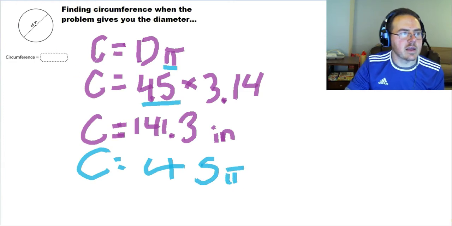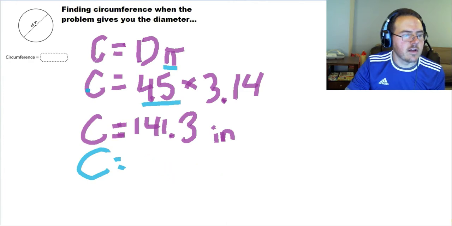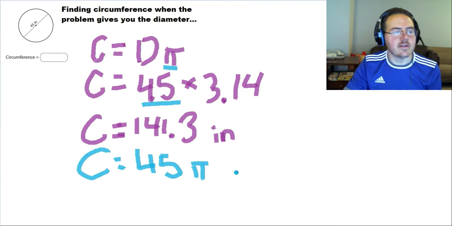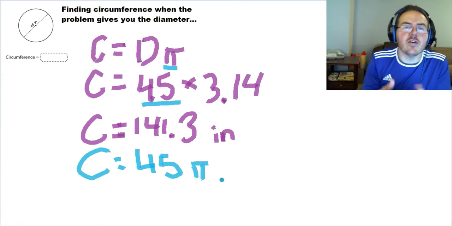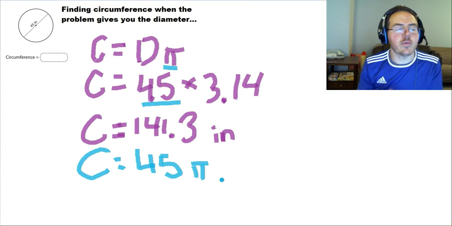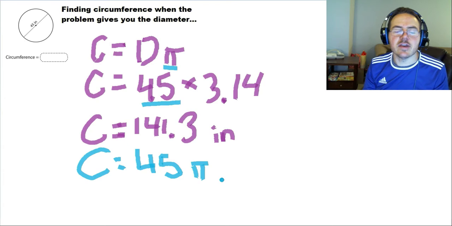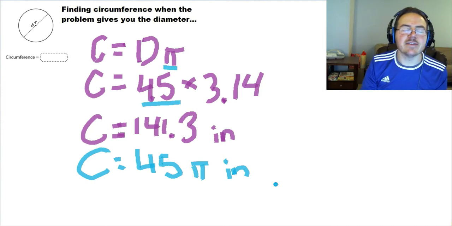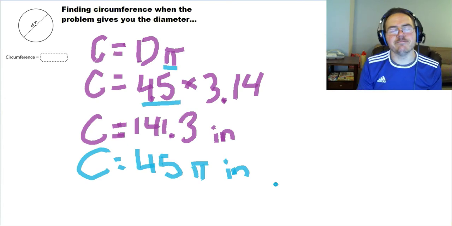That handwriting is atrocious. Let's try that again. Okay, so 45 pi. These are both acceptable answers depending on whether you're answering an online lesson or the multiple choice has pi in the answer. So 141 3/10 inches or 45 pi inches are both great acceptable answers. So that is how you find the circumference of a circle when the given information is the diameter.